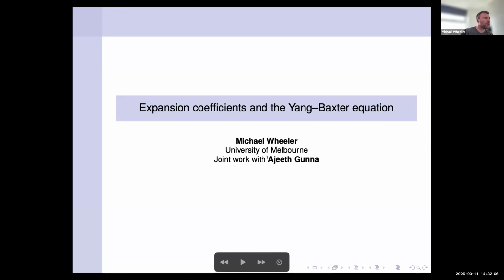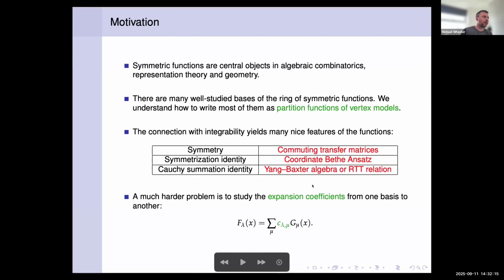This is joint work with Ajith Gunnar, also from the University of Melbourne. I'll begin with a few words of basic motivation, mainly to say the problem that we're interested in. There's been a program of studying symmetric functions via integrable lattice models that I've been part of for the last 10 or 15 years. And by now, there's a pretty well worked out dictionary between things that appear in integrable models and concepts that arise in the study of symmetric functions.